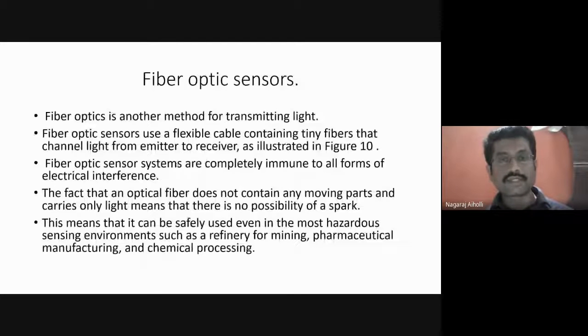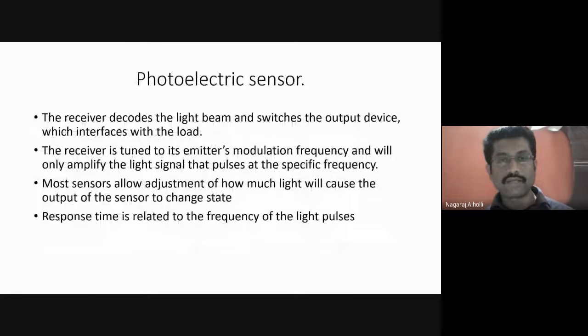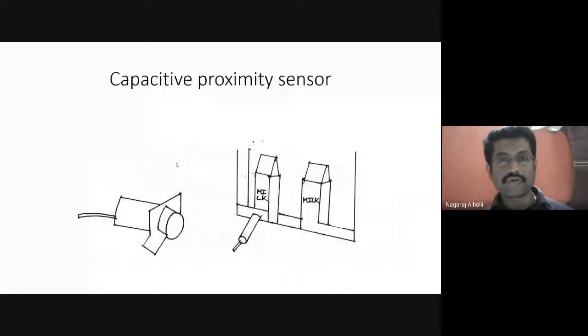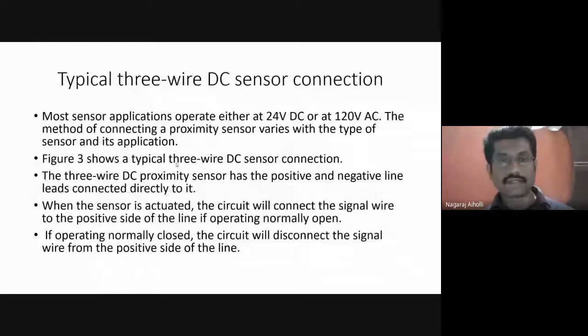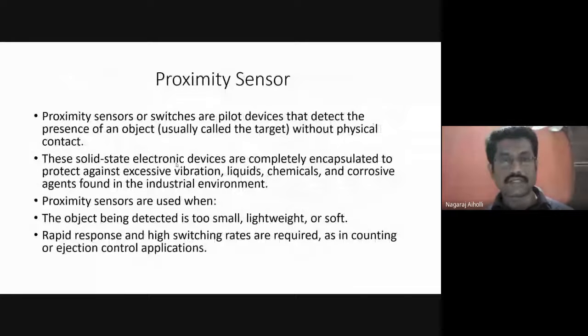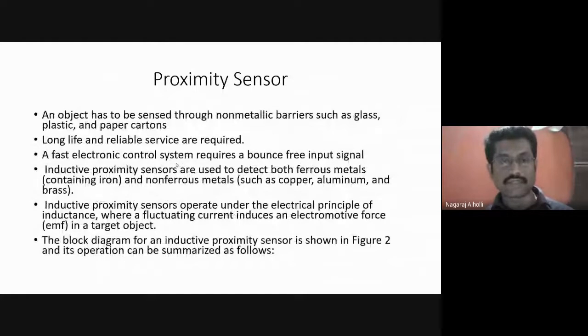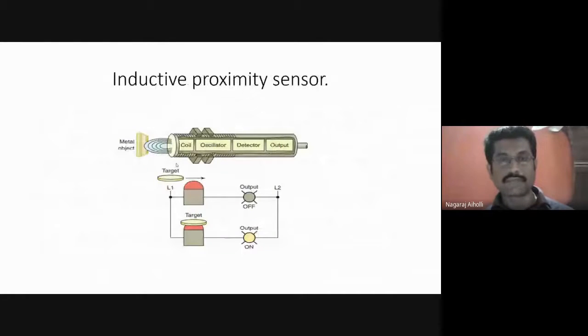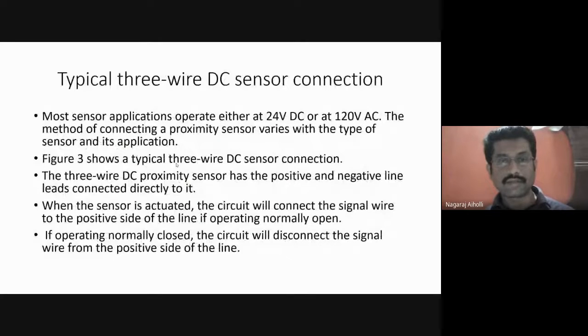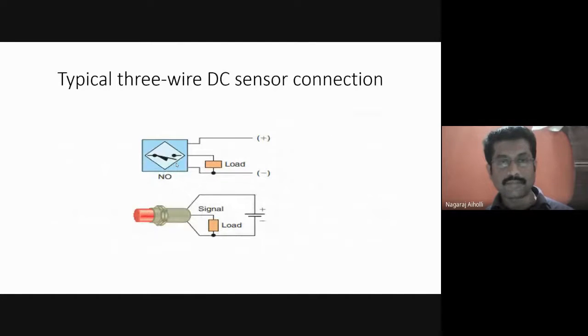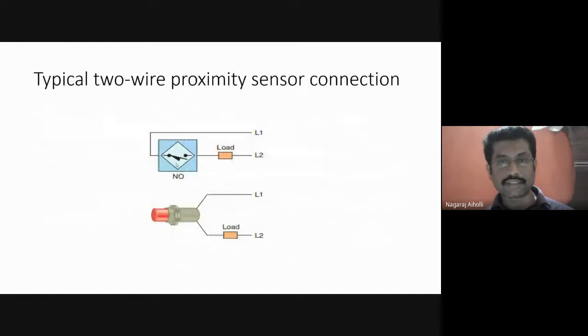In today's class, students, we have gone through various topics, starting from sensors. What is a sensor? Its definition. And then we have taken various types of sensors, starting from proximity sensor. What is a proximity sensor? What are its features? How does it work? Working principle of inductive proximity sensor. Then later, the three-wire DC sensor connection diagram for the inductive sensor. Then two-wire proximity sensor connection.